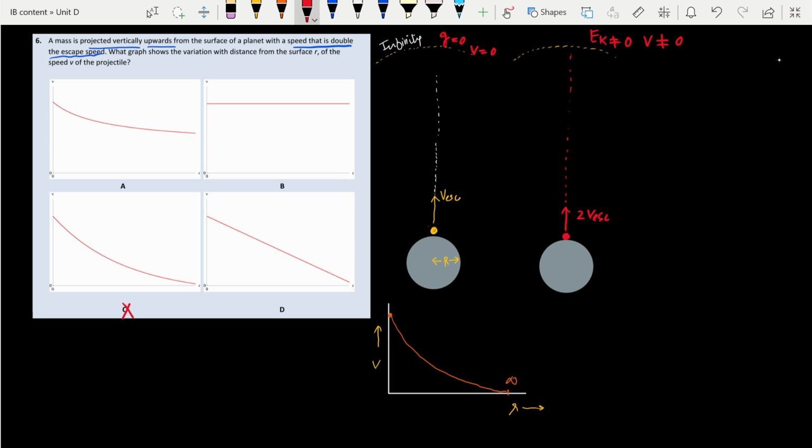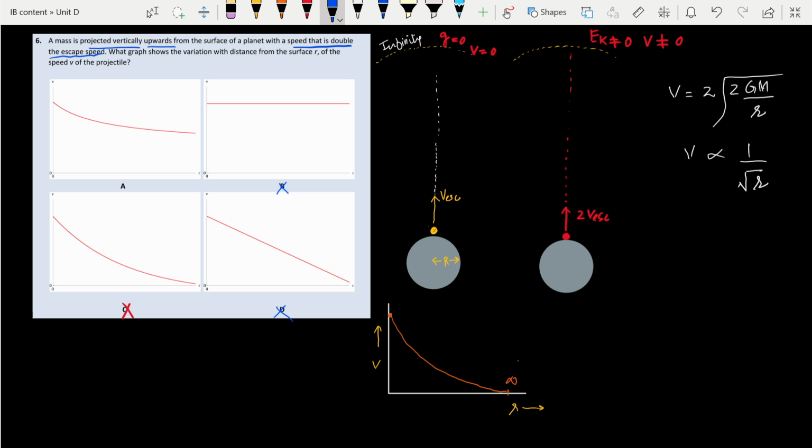Okay, why B and D are not possible, let us now see mathematically. So according to this question, the speed is equal to two times the escape speed. So that's very simple: V is proportional to 1 over square root of R. And if you see the graph of this function, it will be exactly like this. So it's not a flat horizontal line, it's not a straight line.